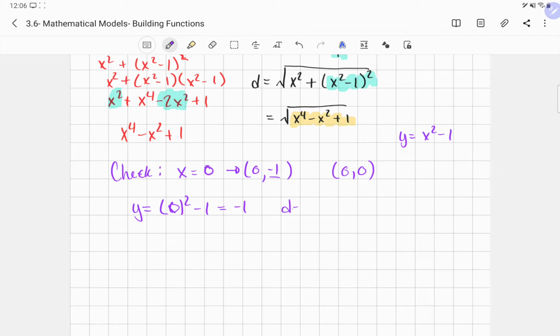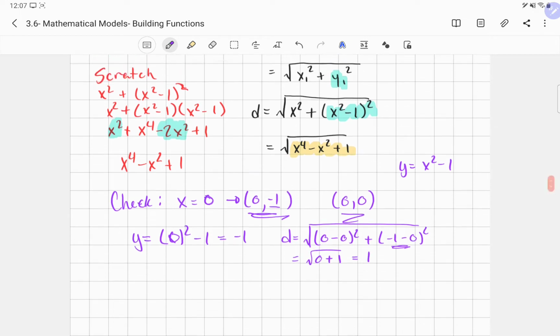Then we're going to plug this and this into the distance formula. See what we get. We get the square root of x minus x, so x is 0 minus 0 squared plus -1 minus 0 squared. So we get the distance is equal to the square root of 0 plus -1 squared. So we have +1, and we get a distance of 1. Using the long method, this is what you would have.